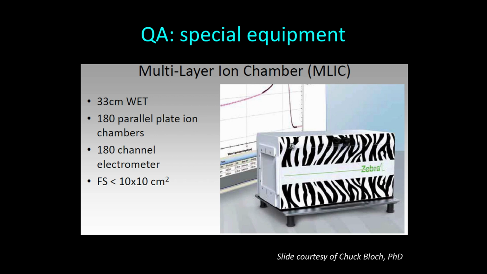This is one example. It's a water equivalent tissue. It has 180 parallel plate ion chambers, and you can get a field size of 10 by 10. This one is called the Zebra. There's also the Giraffe. That's slightly different, same idea. But it's a layer of detectors that are acquiring data simultaneously as the beam is on.